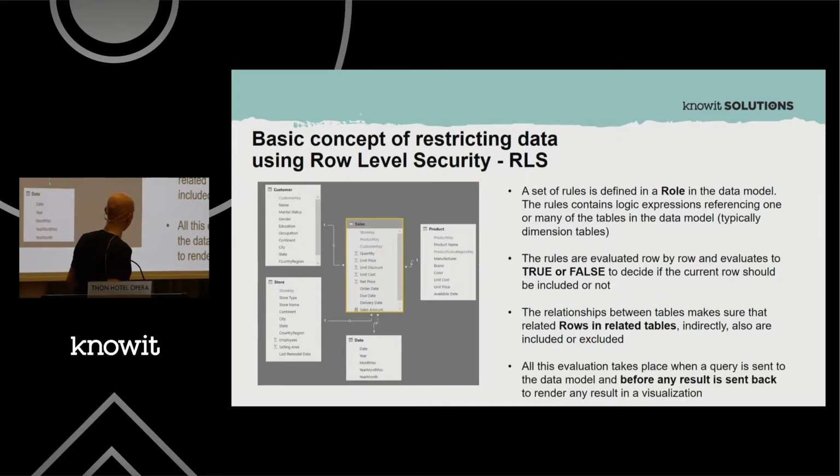And the point of all of this is that this happens at the same time when a user is querying the data model. So we're not duplicating the model into different possible scenarios between the different roles. This happens when the user is querying the data model and before anything is sent back in order to actually render a result or a visualization.